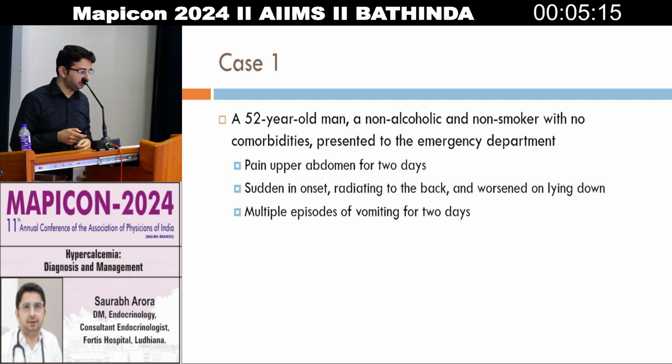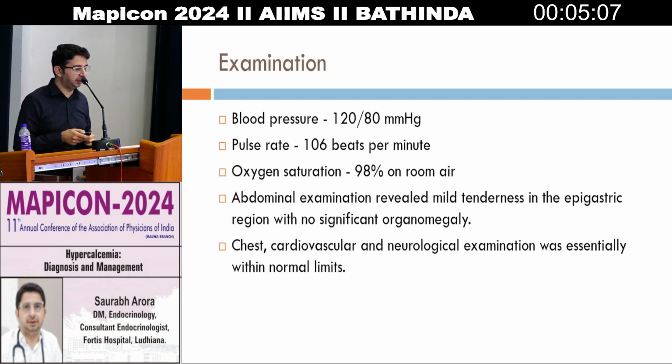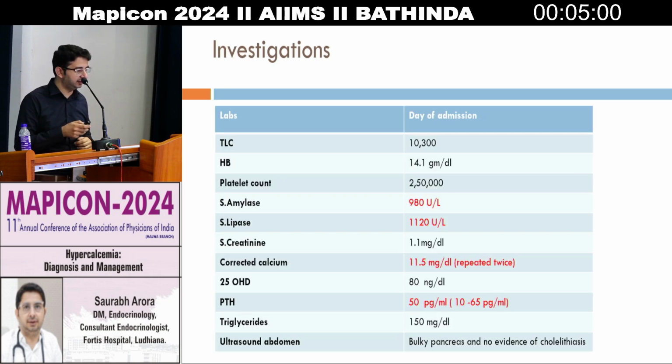The first case scenario is of a 52-year-old male who presented with pain abdomen for 2 days, sudden in onset, associated with multiple episodes of vomiting. Vitals were normal, examination normal, except for mild tenderness in the epigastric region. On investigation, amylase and lipase levels were elevated. Corrected calcium was 11.5, PTH was 50, and it was within normal range.